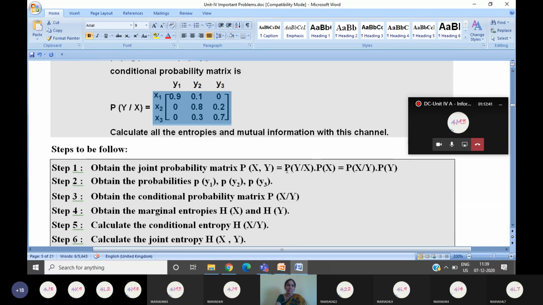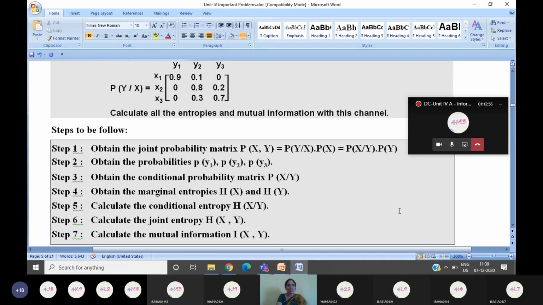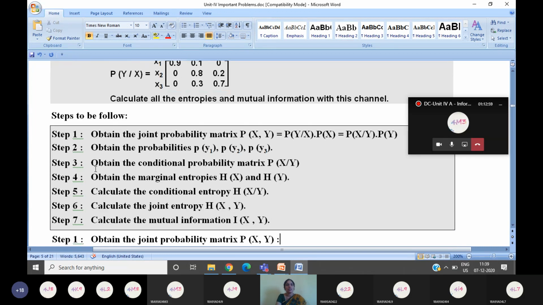First you see the procedure. First thing is to get the joint probability, and the second step is to obtain the unknown probabilities. Here the unknowns are p of y1, y2, y3. That is the second step. And what is the third step? Third step is to calculate the conditional probability matrix. That may be p of x by y or p of y by x. Whatever is unknown to you, please calculate the unknown conditional probability matrix. Here p of y by x is given in the question, so you should calculate p of x by y.